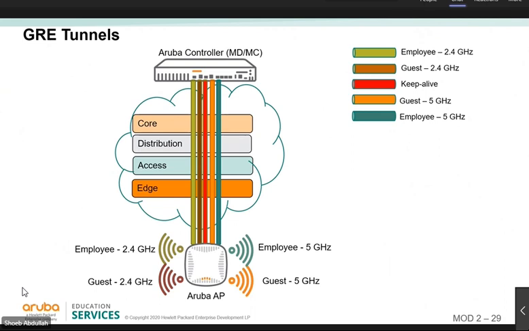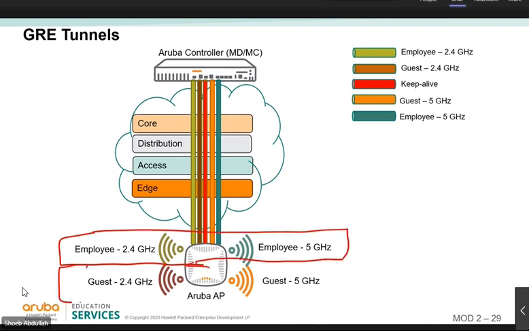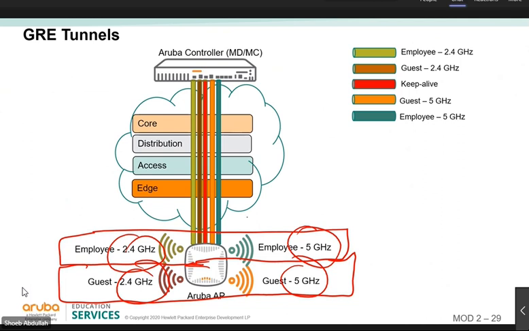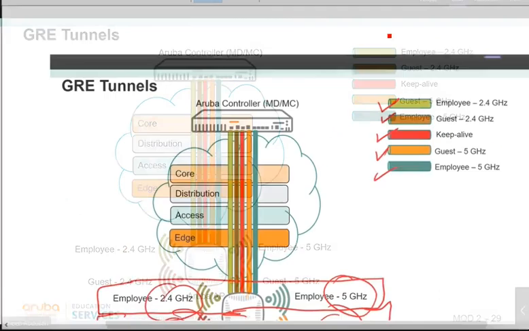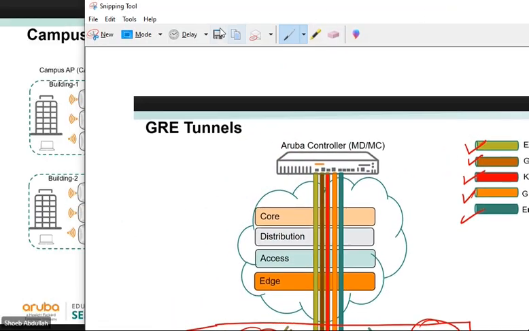The number of tunnels depends on how many WLANs you have created. In this example, there are two WLANs created. One is employee, the other is guest. They may be on different frequency bands, one on 2.4 gigahertz and another on 5 gigahertz. For each WLAN and each frequency band, there will be one GRE tunnel, and along with that there will be one extra GRE tunnel for keep alive, to keep track of whether the peers, your access point and the mobility controller, are up or down. That is the purpose of the keep alive tunnel.